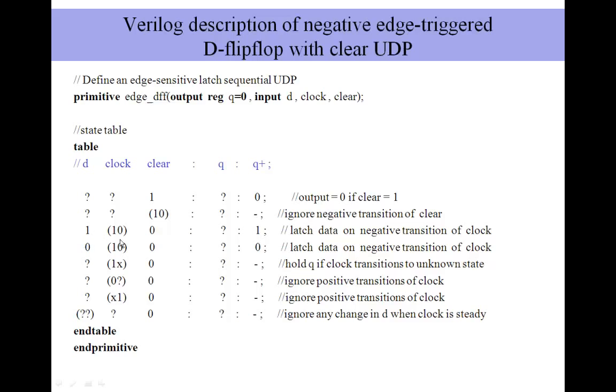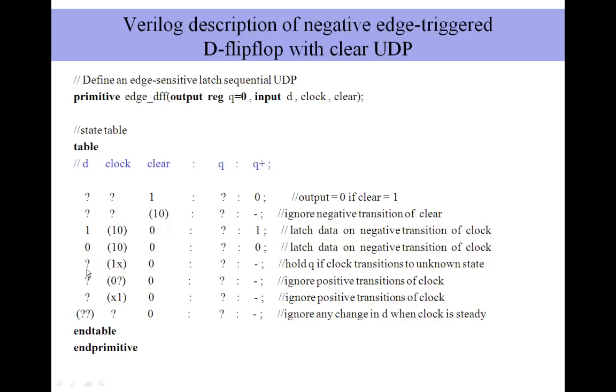Now D is 1, clock is transiting from 1 to 0, meaning a negative edge. There is no clear. So this D is seen on the output. Whatever the current state is, the next state will be 1. Now D is 0, the clock is transiting from 1 to 0, meaning a negative edge, no clear here, whatever the current state is, this 0 is seen on the output.